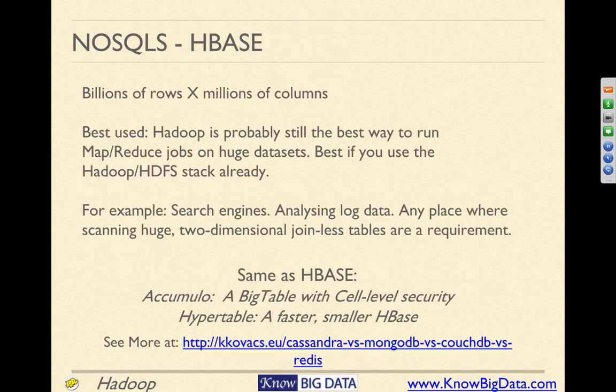All right. Now HBase is where you have billions of rows and millions of columns. So Hadoop is still probably the best way to do MapReduce on a huge dataset. And if you already have the Hadoop HDFS stack, you go for HBase. Otherwise, if you don't have this whole Hadoop stack and you have no plans to go for the Hadoop stack, then Cassandra will be a good database for you.